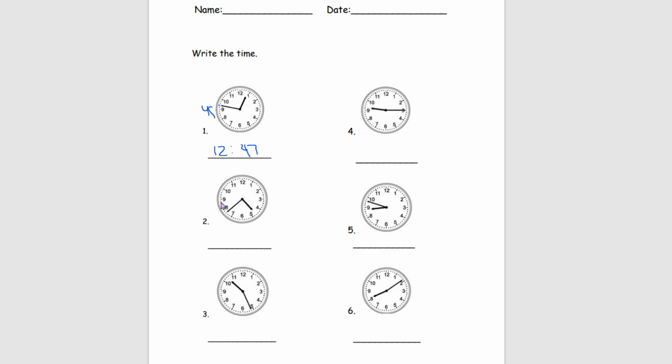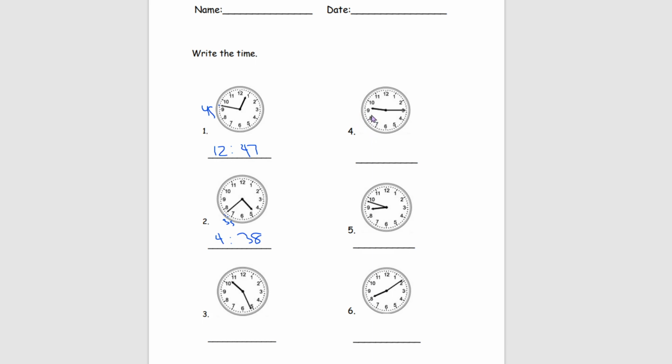Number 2, we're doing the same thing. Here you see that our hand is between 4 and 5, so we know that our answer is 4 for the hours. And for the minutes, we see that it's between 7 and 8, and it's 1, 2, 3 minutes after 7, and 7 is 35, so 35 plus 3 is 38. So our answer for number 2 is 4:38.